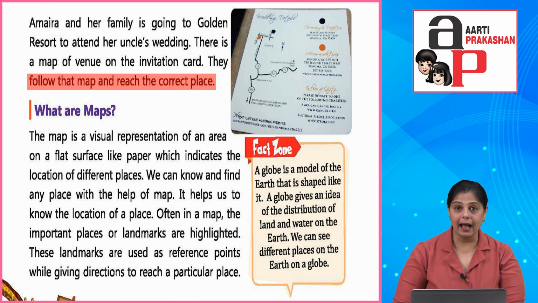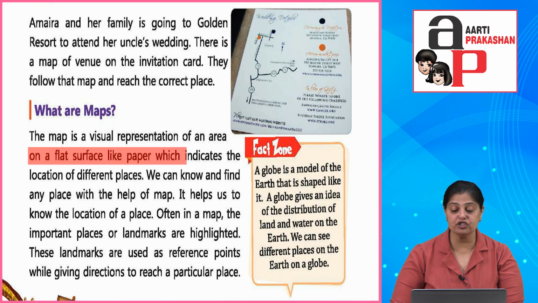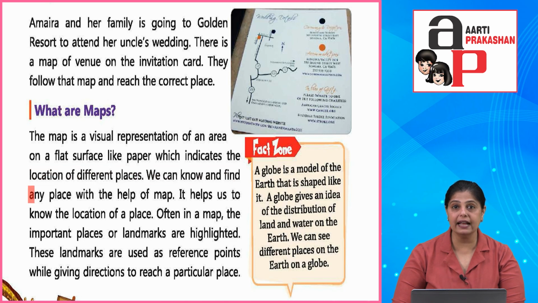Okay, so map. What are maps? The map is a visual representation of an area on a flat surface like paper which indicates the location of different places. We can know and find any place with the help of map. It helps us to know the location of a place. Often in a map, the important places or landmarks are highlighted. These landmarks are used as reference points while giving directions to reach a particular place.